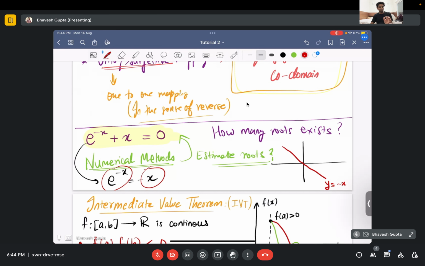The point of intersection is your answer because that particular point basically satisfies both, right? Let me write down, then you will understand what I'm trying to say here. And this is your e to the power minus x. And you can see these two lines don't intersect.